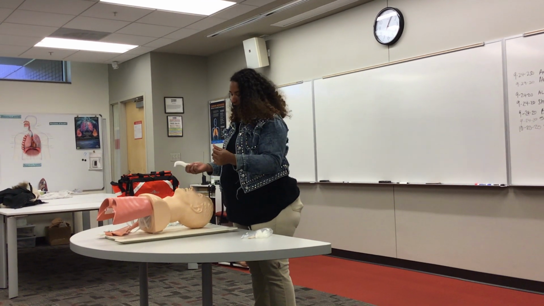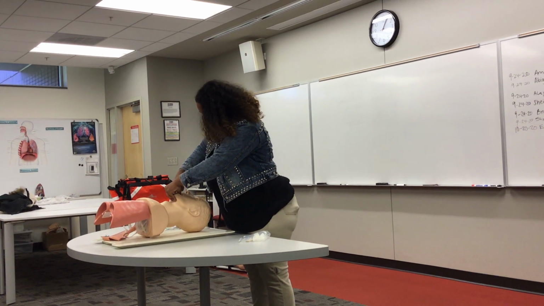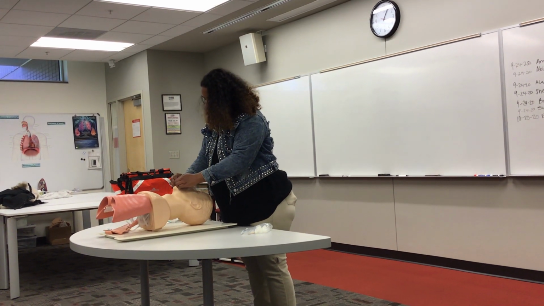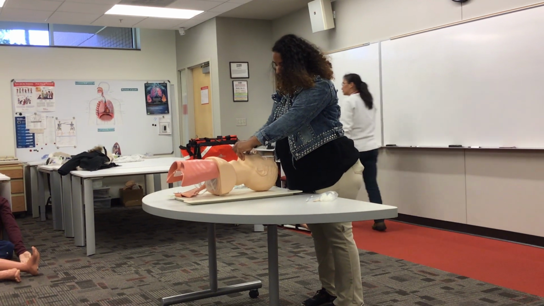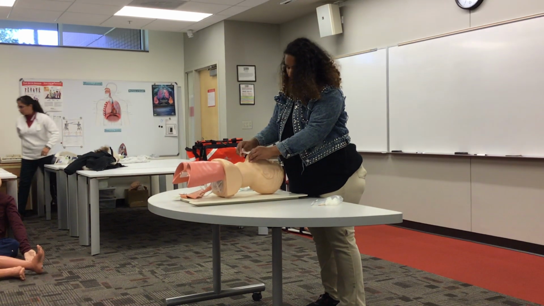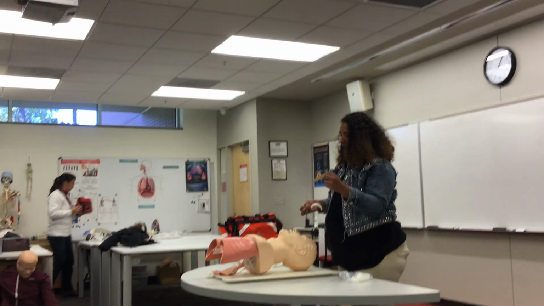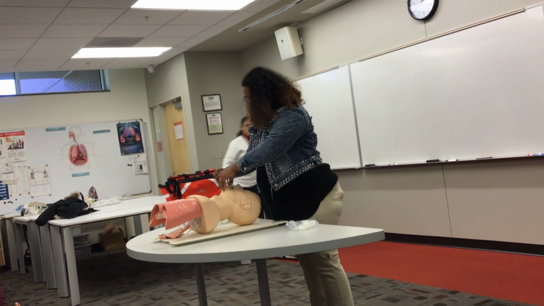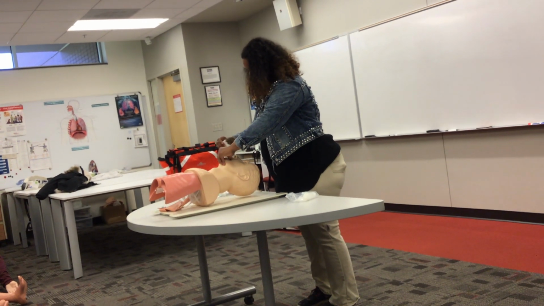There are three ways to insert an OPA. You can insert it by holding the tongue and flipping it at a 180-degree angle like this, and you want to remove it by following the curvature of the mouth of your patient. You can insert it at a 90-degree angle. Try not to break your teeth or anything. And you can also do this with a tongue depressor, which is something that you would always want to do on children because they have small airways. And you would just slide it down the tongue depressor. Make sure you hold that tongue pretty good.